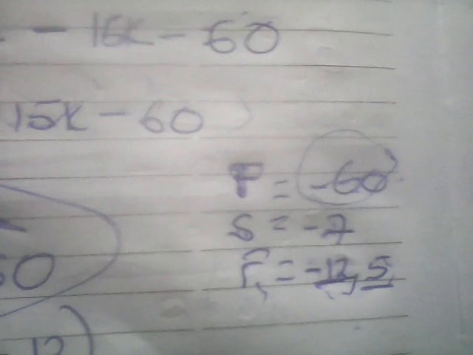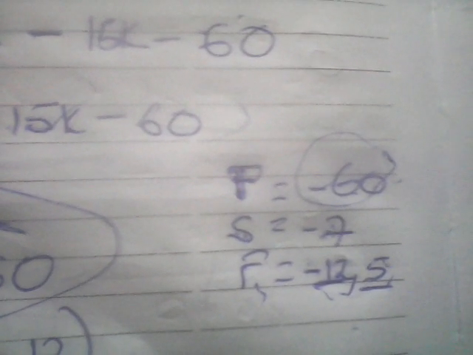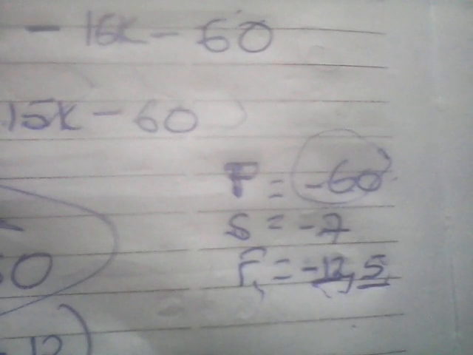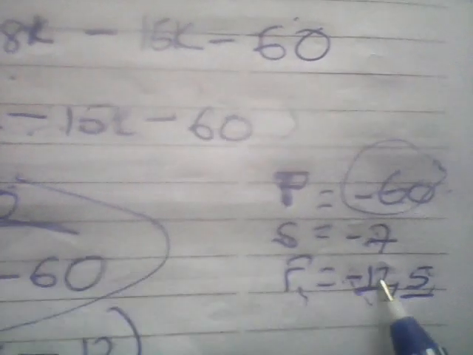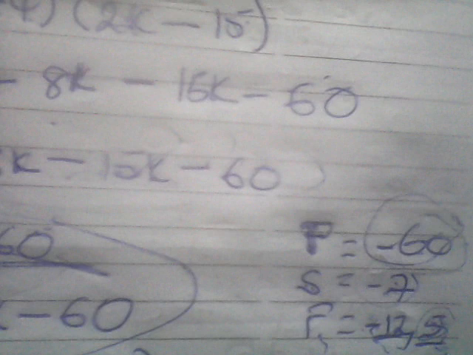Now, when it comes to the factors, what are the numbers that when we multiply will give us negative 60, and when we add will give us negative 7? Here, we multiply negative 12 by 5 to give us negative 60, and when we add negative 12 plus 5 we get negative 7. So these are the factors. These factors represent the negative 7k. When you add negative 12k plus 5k, they will give us negative 7k. So this is how we bring it.